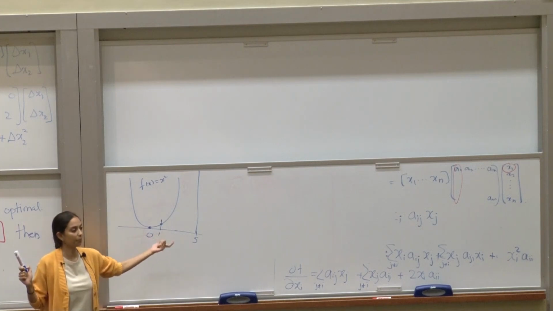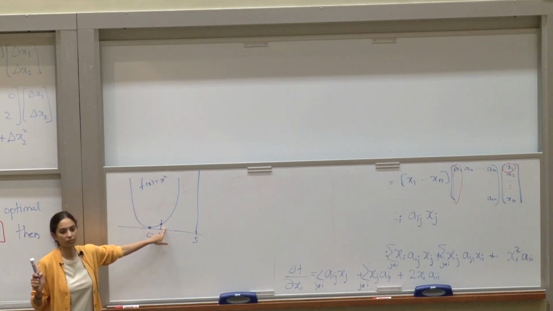So here's a counterexample of a non-open set where you have an optimal point where the derivative is not 0. Does that answer the question?